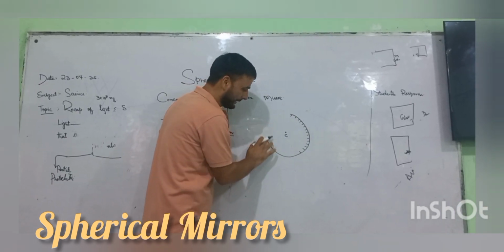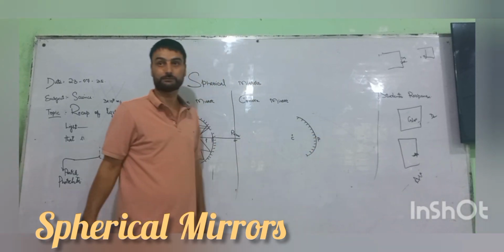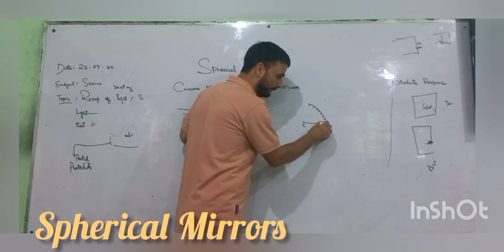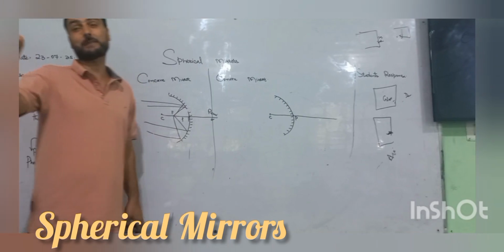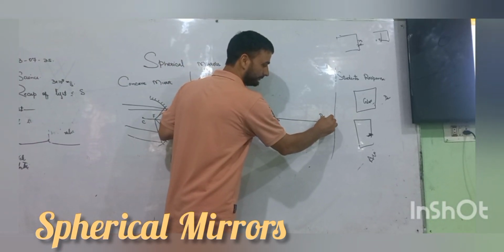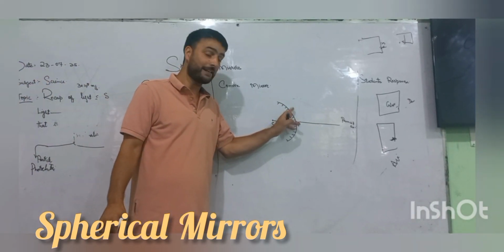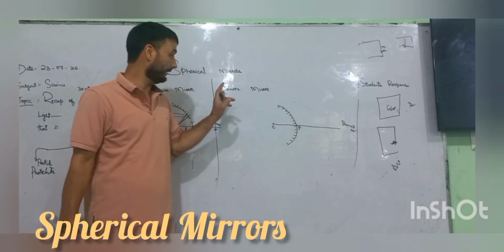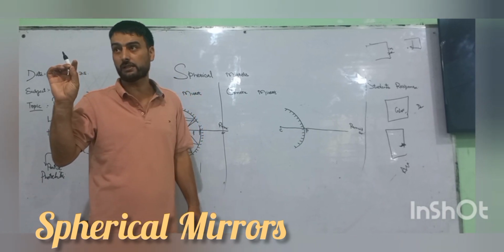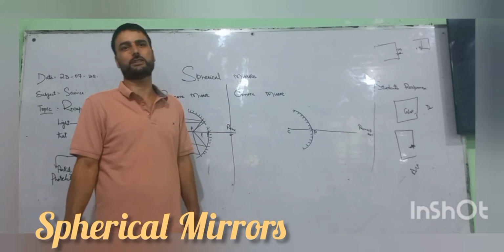I will erase, my dears, this part of the sphere. The central point of this reflecting surface is known as the pole of the mirror. A straight imaginary line which passes through the center of curvature and the pole of the mirror is known as the principal axis. The reflecting surface of this mirror is the outward surface. So, my dear, this one is a convex mirror. A convex mirror is a mirror whose outward surface is the reflecting surface and inward surface is the polished surface.